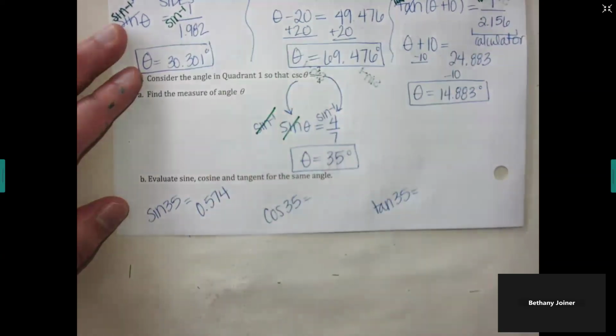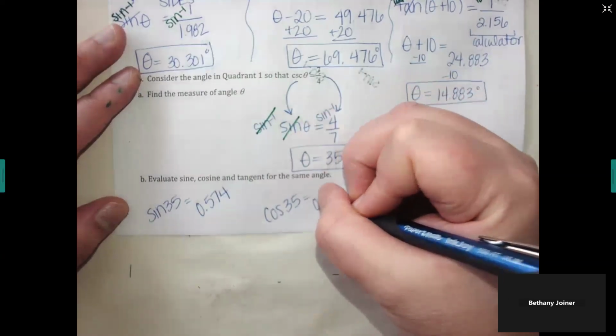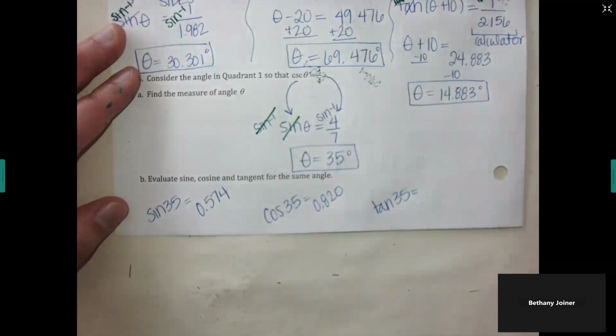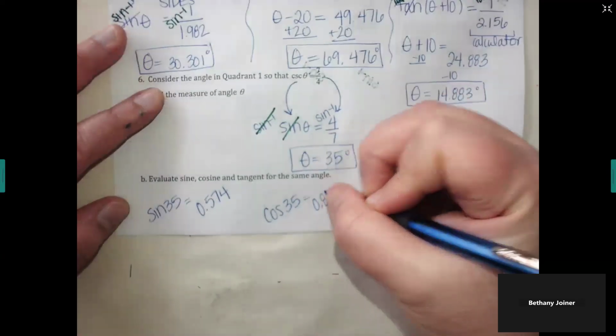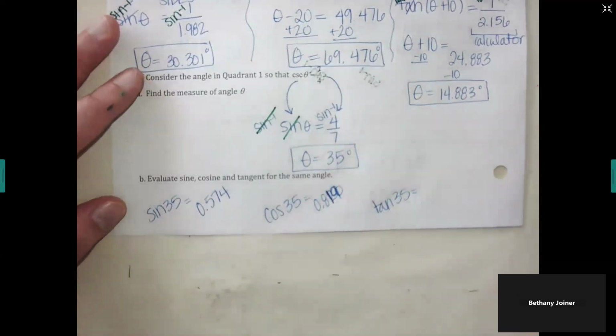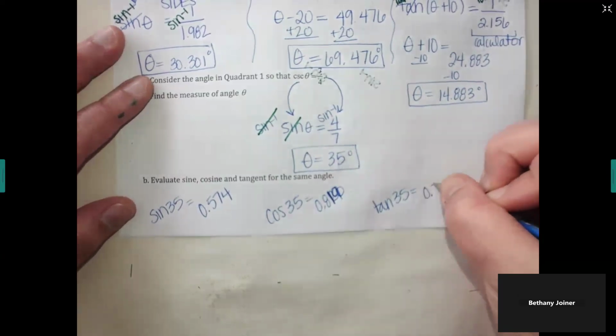Cosine of 35 gives me 0.819, but that would round to 820. And then tan, oh, am I wrong? Oh, you're right. Thank you. The number after the 819 is a 1, so it would stay. And then tan 35 would be 0.700.